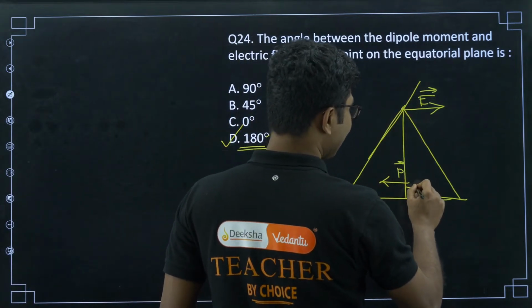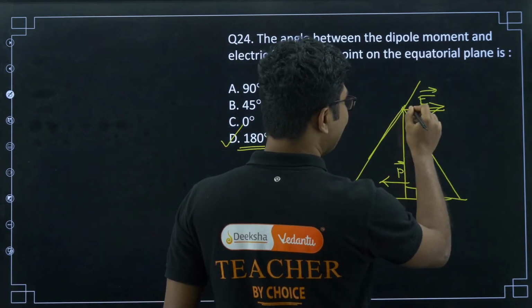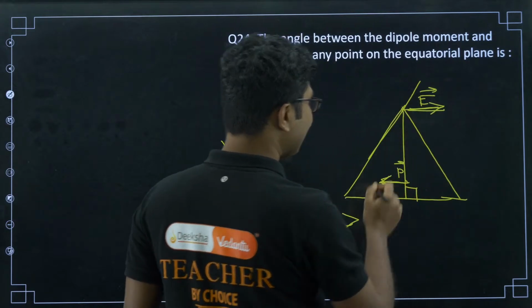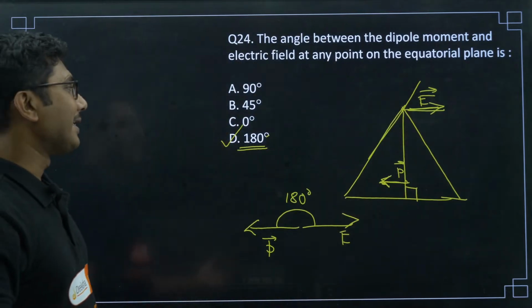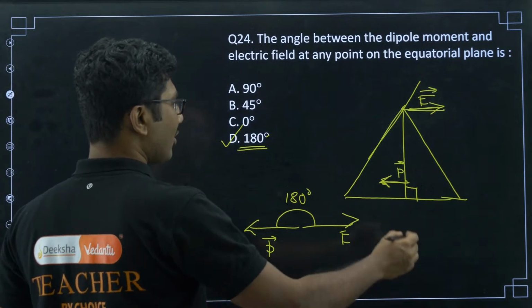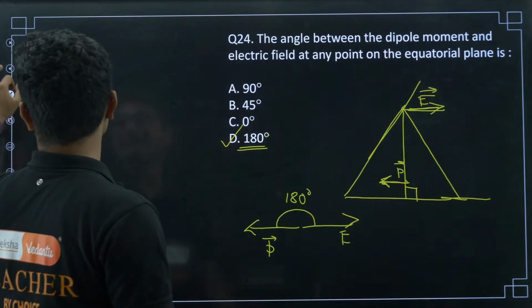Yes, this angle is 90 degrees, not the angle between the electric field and the dipole moment. The angle between the electric field and the dipole moment is 180 degrees in this case. Okay, and that is the axial case. Let us see the next question.